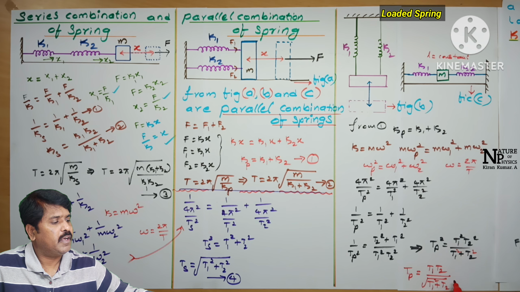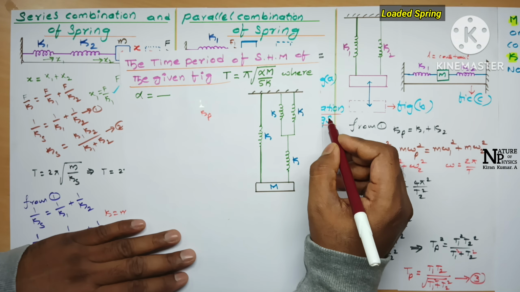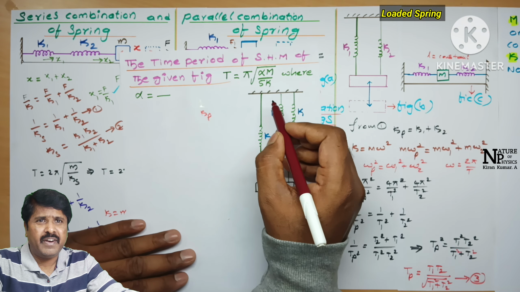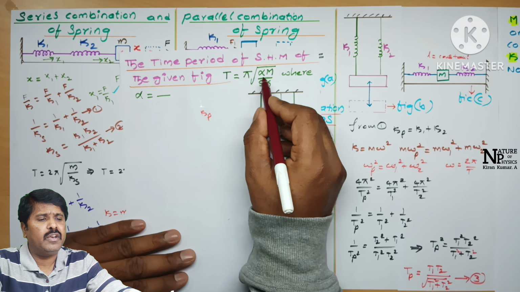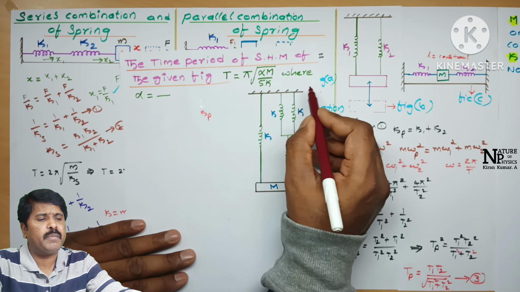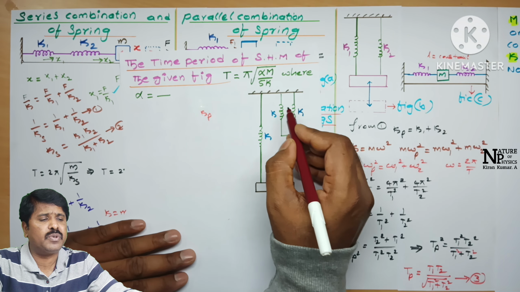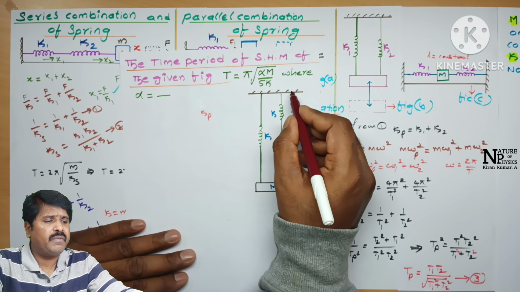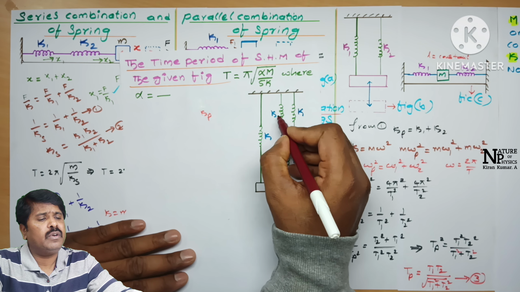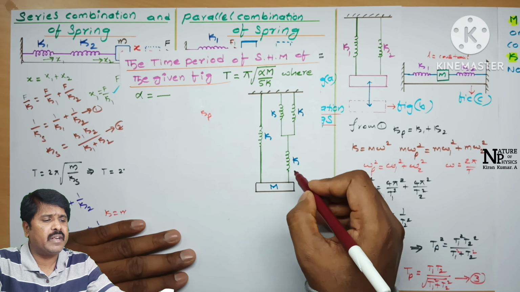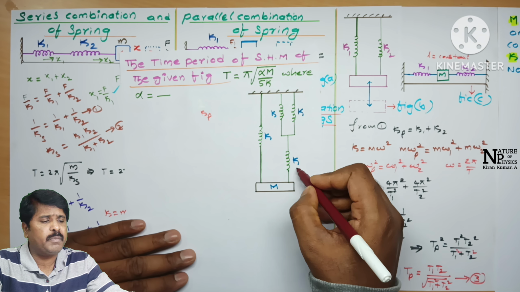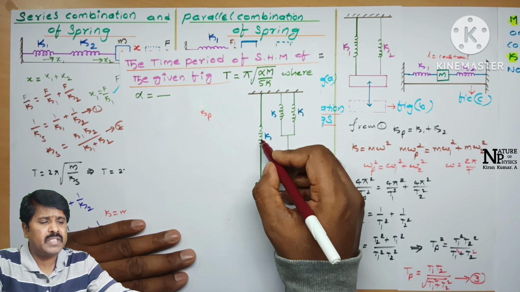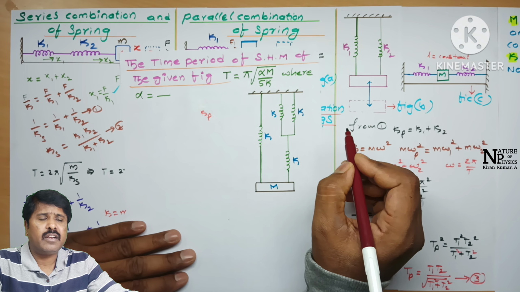Sorry for the mistake. According to the question here, the time period of the simple harmonic motion of the given diagram is T equals pi into root over alpha m divided by 5k, where alpha is asked, student. So this is a series combination and parallel combination of the springs. So first one, two springs are in parallel combination, the result with k is a series combination, and the left side spring represents the parallel combination.